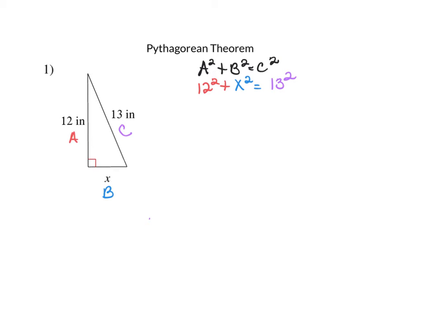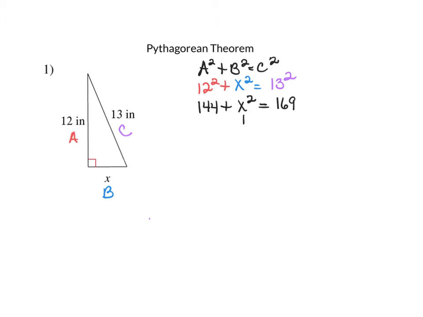Now we're going to use our calculator to simplify the exponents. So 12 squared is 144. X squared is still x squared. And 13 squared is 169. Here is where we start to solve for x, our missing value. It's now a regular equation.